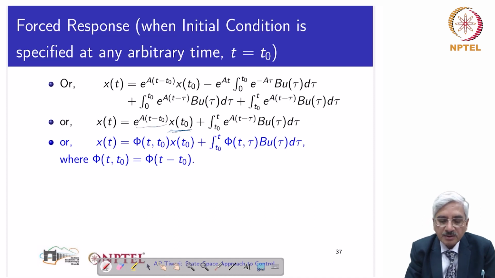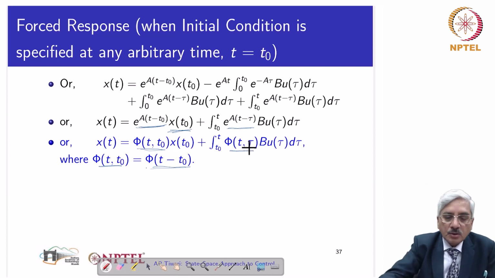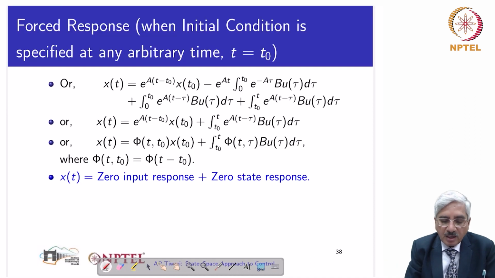We denote e^(A(t-t0)) as phi(t, t0). Similarly, e^(A(t-tau)) as phi(t, tau). And in case of a linear time invariant system, phi(t, t0) will be phi(t-t0), and similarly phi(t, tau) will be phi(t-tau).